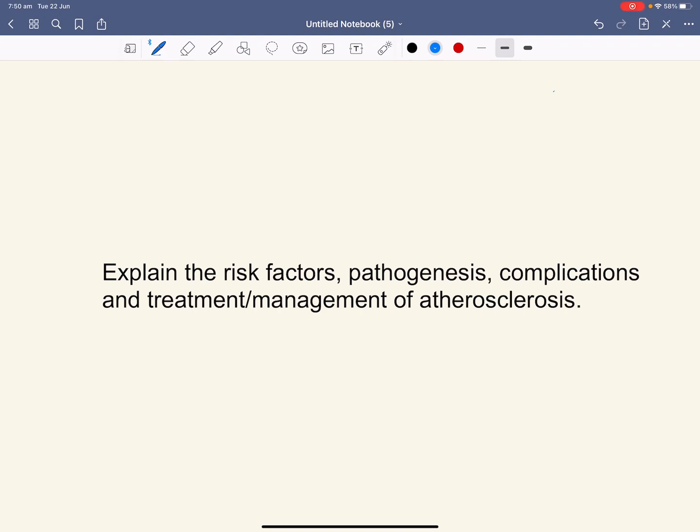Welcome to this mini lecture on atherosclerosis. The learning outcome for this particular lecture is to explain the risk factors, pathogenesis, complications, and treatment/management of atherosclerosis. So what you need to do here is explain. This is essentially how and why these particular things, risk factors, pathogenesis, complications, treatment management, are associated with atherosclerosis.